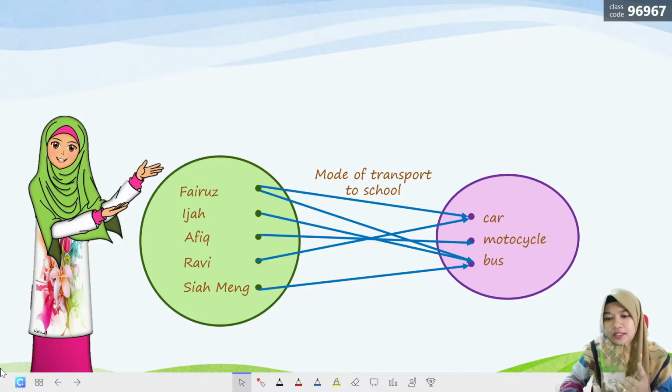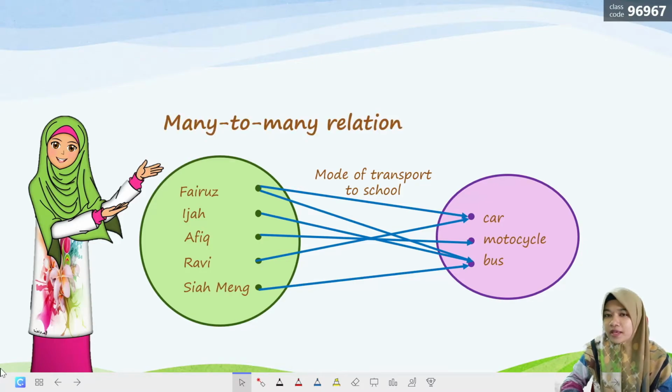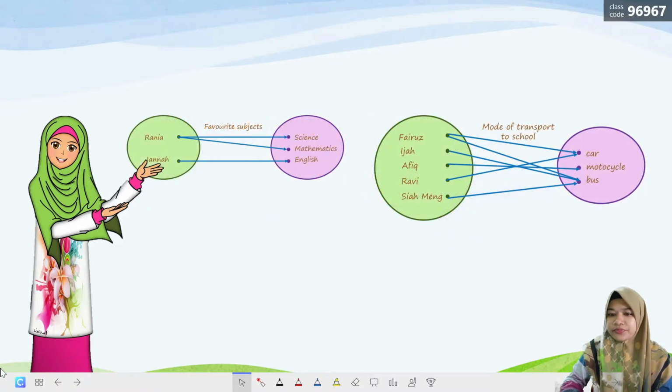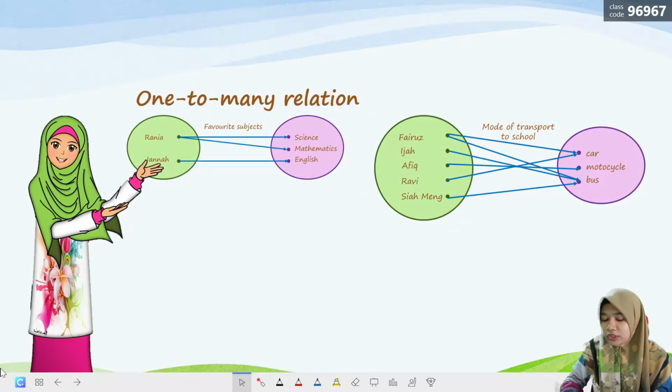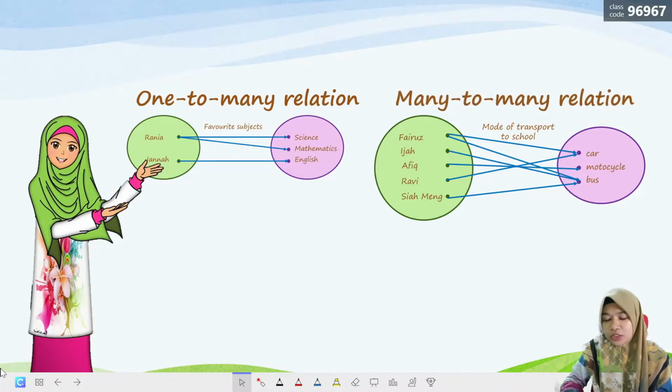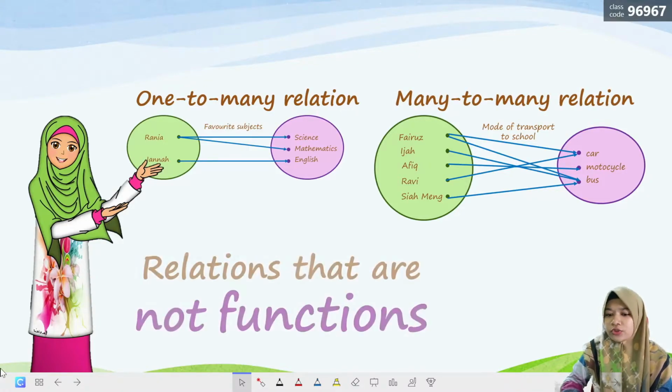And then for the elements in set B, you look at car. Siapa yang pergi dengan car? Fairuz dan Ravi. Siapa yang pergi dengan bus? Yang pergi dengan bus, Fairuz, Ija and Xiaming. So this relation is known as many to many relation. Okay, alright. Okay, now so one to many and many to many relations are known as not functions.